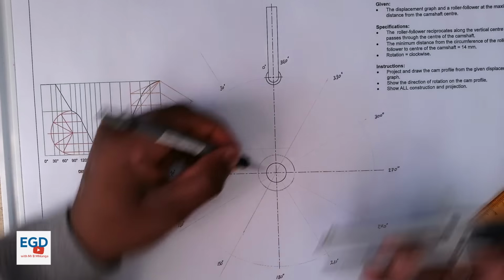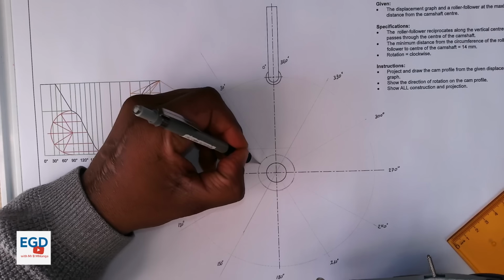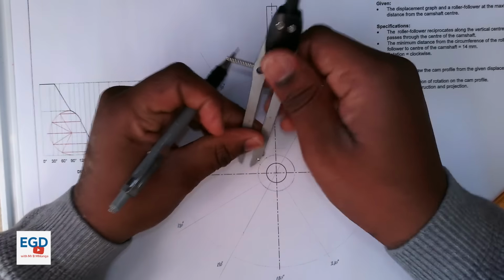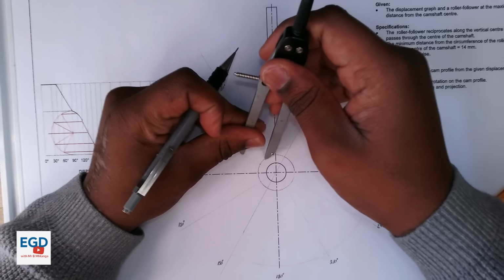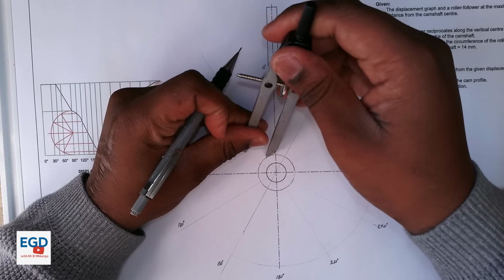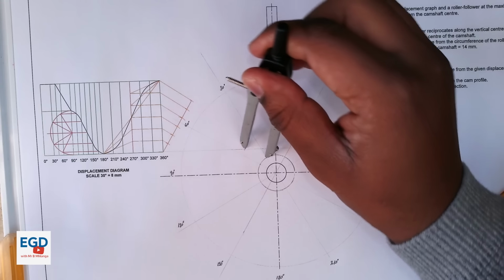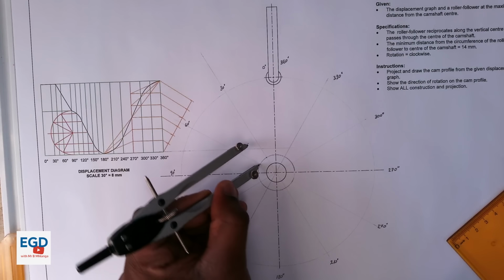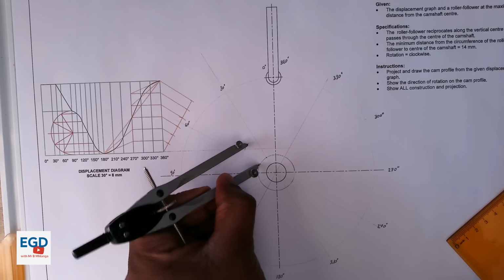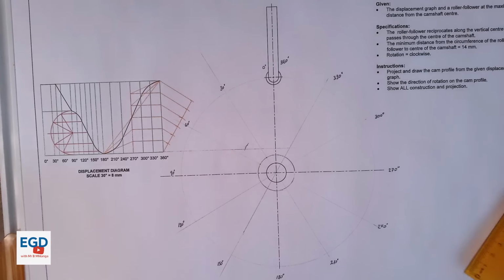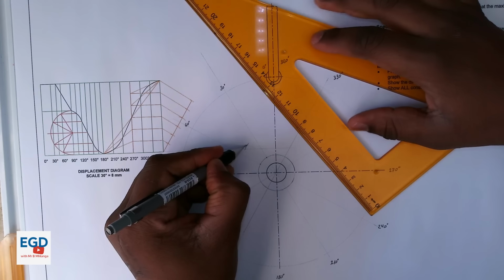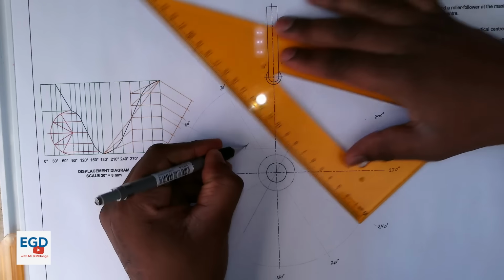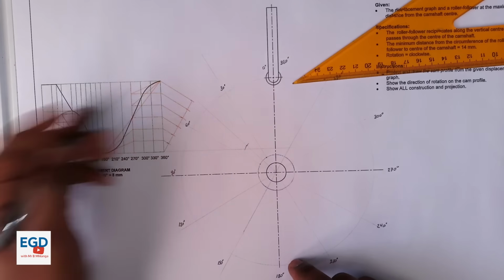How to bisect? I can use these 2 points. I'll open my compass just a little bit, put my compass there, draw an arc, and then put my compass to this point as well and draw an arc. Where they intersect, it's a point, so I'll draw a line across that point like that. So this point is here.